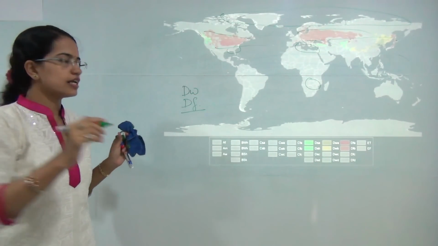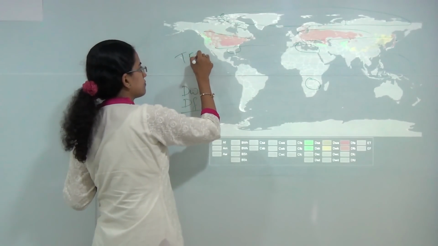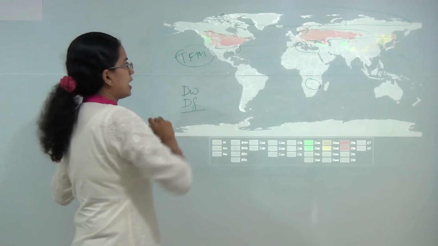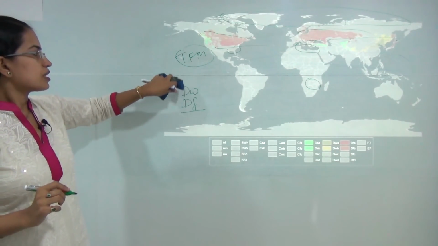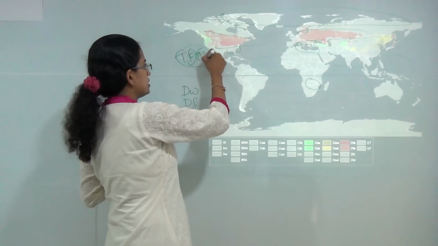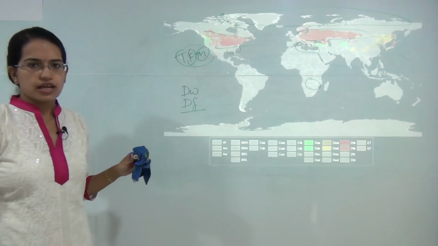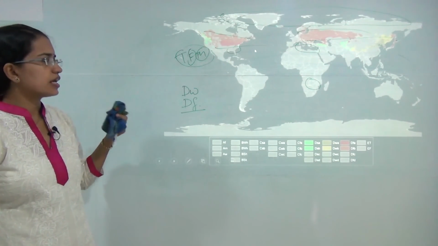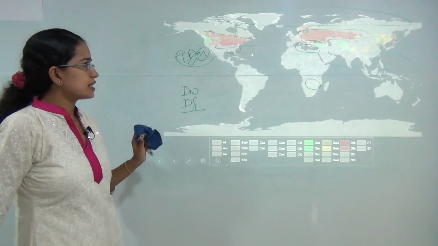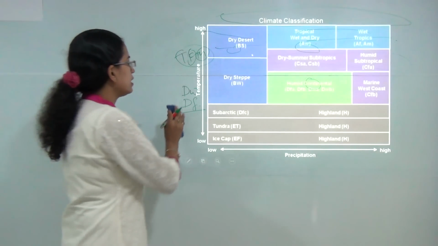The tundra belt, as we said, is again classified into T, F and M based on the amount of precipitation and the temperature. So ET is the lower part of the tundra region, EF is the ice caps, and EM is the monsoonal climate or region with, I could say, heavy rainfall. So this was the basic classification that was propounded by Köppen.